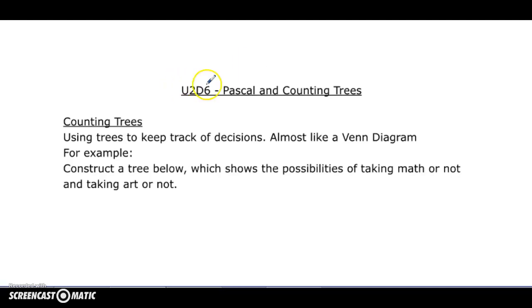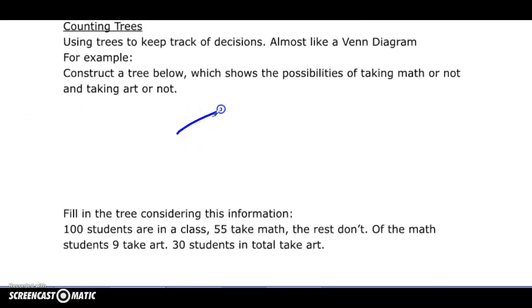Okay, guys, a little cool stuff here: Pascal's triangle and counting trees. First, counting trees, which I thought were neat. So you're doing a math, not math, art, not art tree. Kids can take math or not, and art or not.